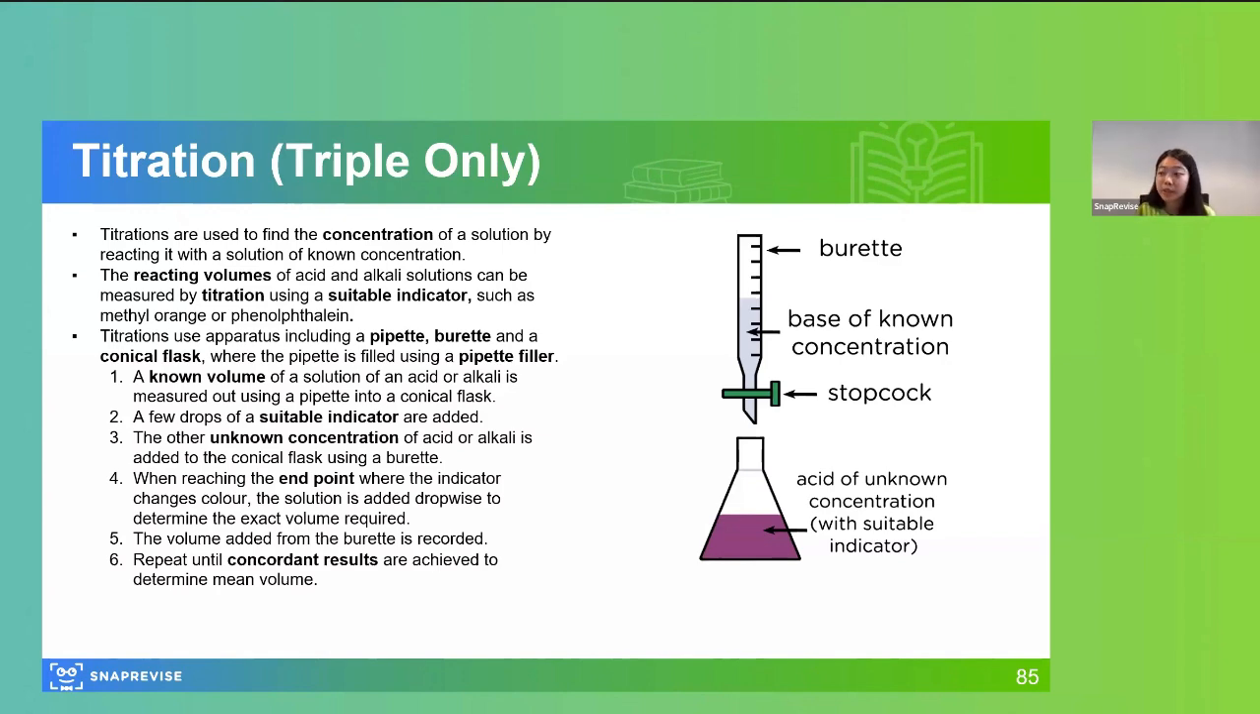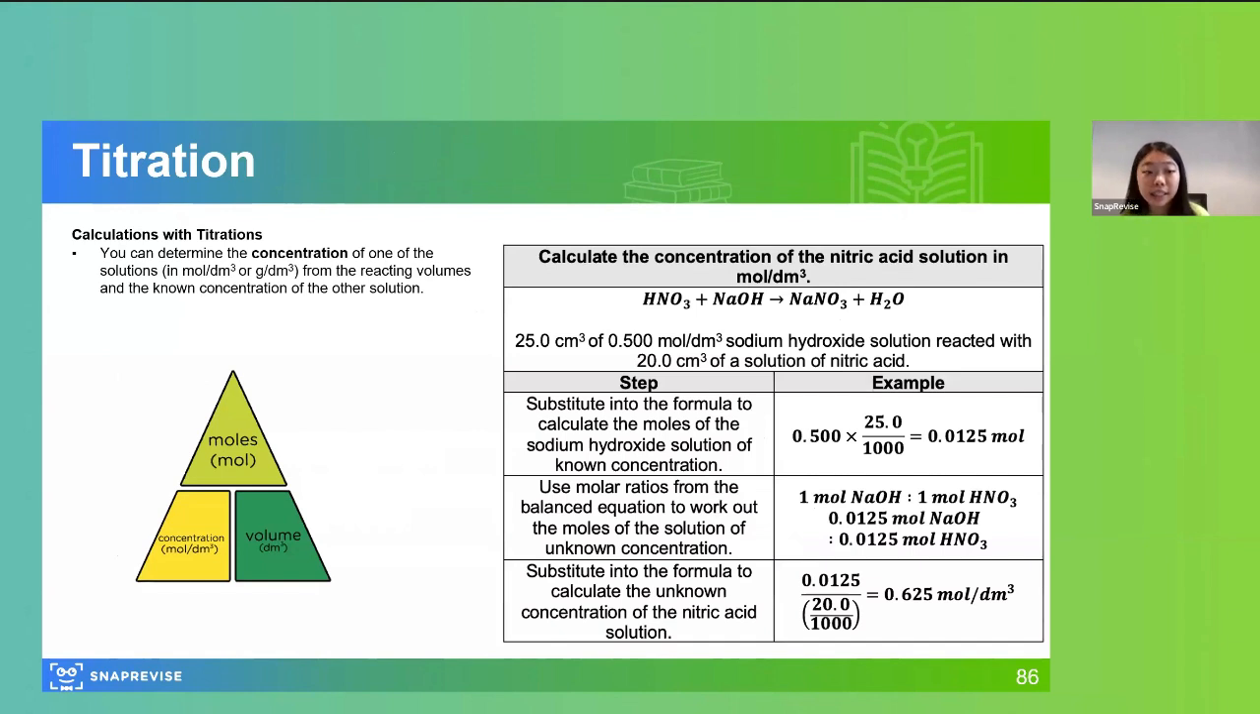There are calculations with titrations. Again, I think this is also mainly in triple that you need to know. Moles is equal to concentration times volume. And you have a lot of these titration questions, and they show up in every single chemistry triple science exam, every single one.